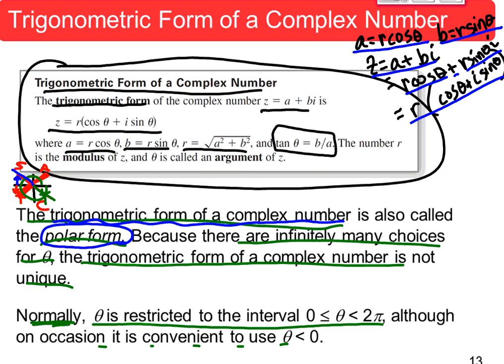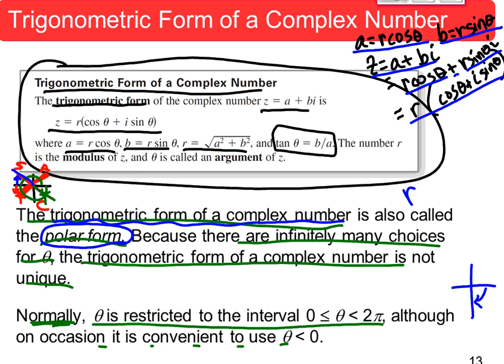Normally, theta is restricted from 0 to 2 pi, but sometimes we'll use an angle theta that is less than 0. You know, sometimes it's easier just to work down in that fourth quadrant as we do a problem or two. And the other thing is, I did think it was maybe on here, but I don't see it.